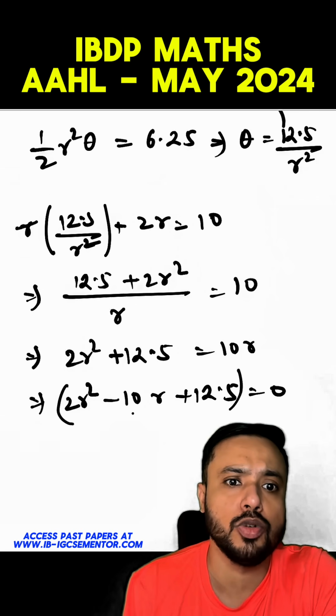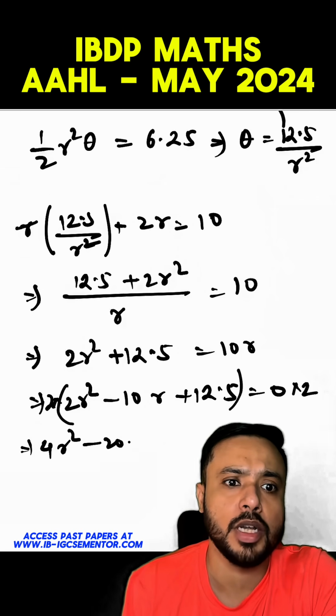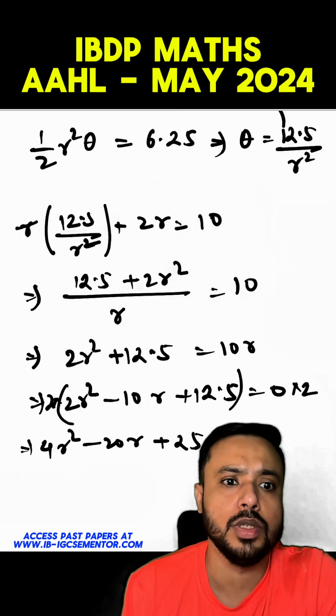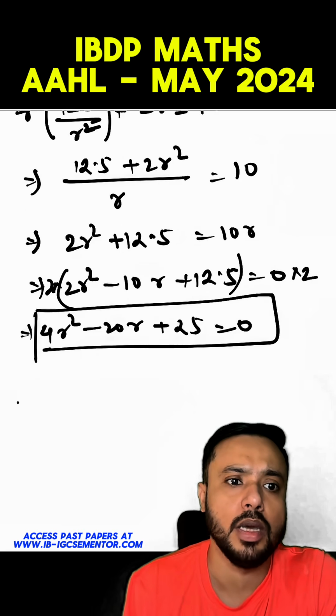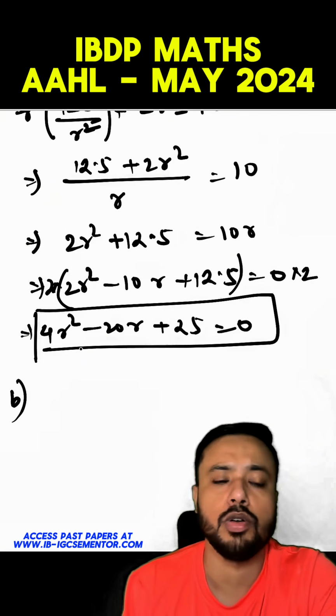And now I'm going to multiply both sides by 2. So I'll get 4r square minus 20r plus 25 equal to 0. So this is what we had to prove in part A. And in part B, they are asking you to figure out the value of r and theta.